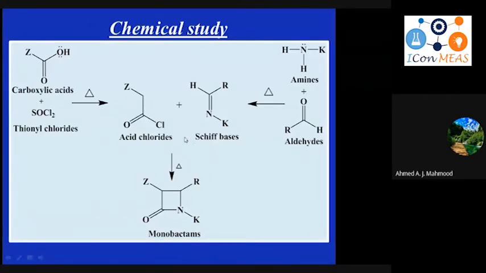This is the general scheme for the synthesis. First, the amine reacts with the aldehyde, forming the Schiff bases. On the other hand, the carboxylic acid reacts with thionyl chloride, forming the acyl chloride. Then the acyl chloride and the Schiff base react together, forming the monobactams.